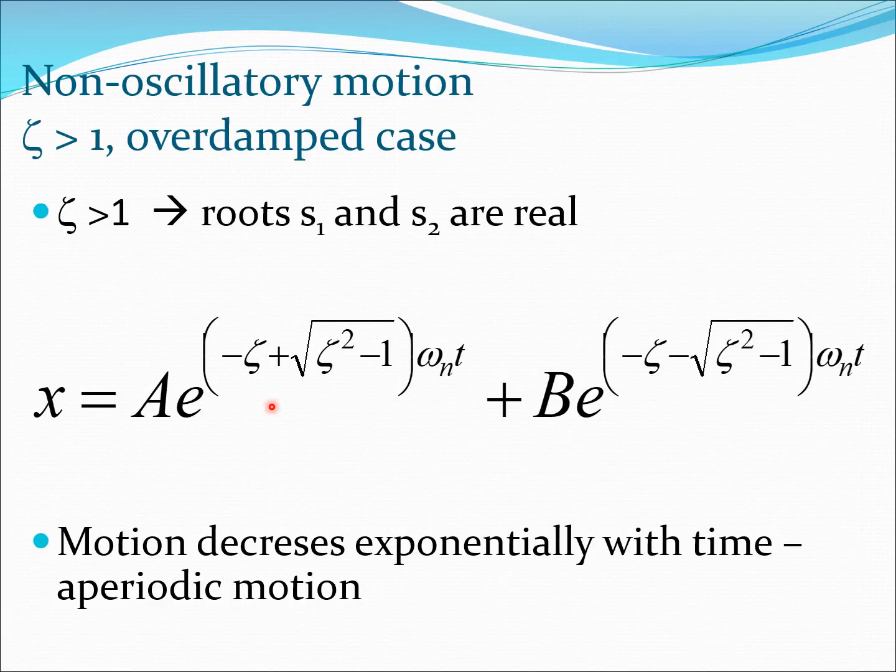The second important case is zeta greater than 1, and this is the overdamped case. So in this case, zeta greater than 1, both the roots s1 and s2 of the characteristic function or characteristic polynomial are real, and so this is our solution. Now here the solutions are pure exponential, so there is no going back to the sinusoidal realm here, and therefore you are going to get exponential terms. You are not going to get an oscillatory motion, and the motion will decrease exponentially with time, and it's known as an aperiodic motion.